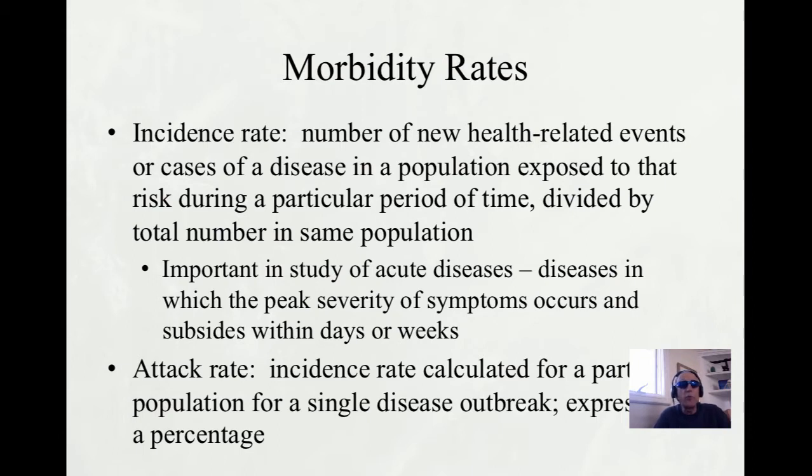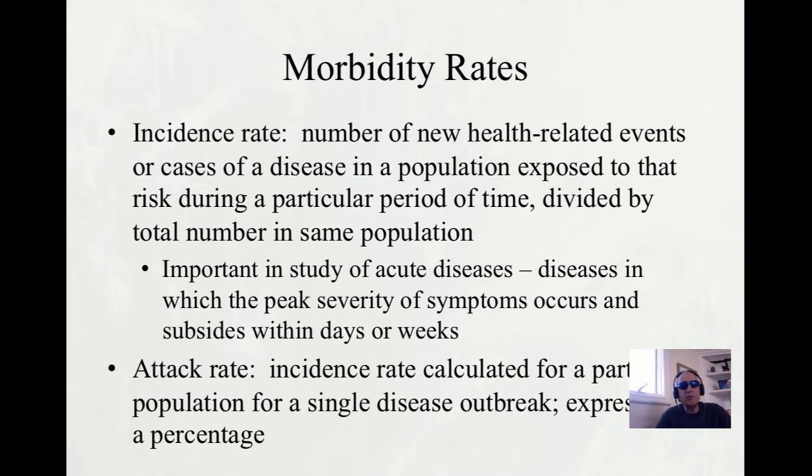So we use morbidity rate for many diseases. Important is the study of acute diseases. Acute diseases occur very quickly in a population, versus chronic diseases that occur in a population or in an individual over a long period of time.